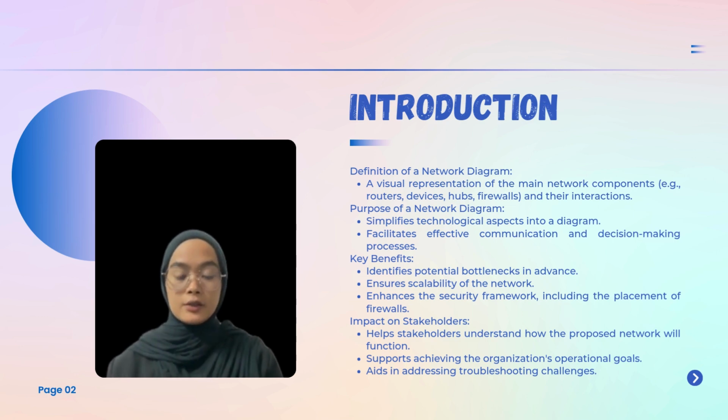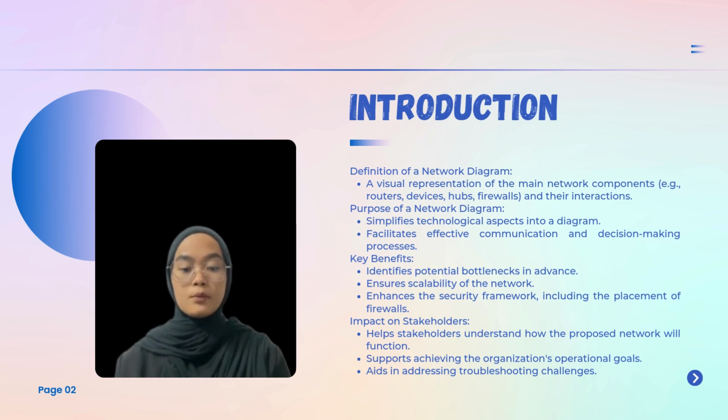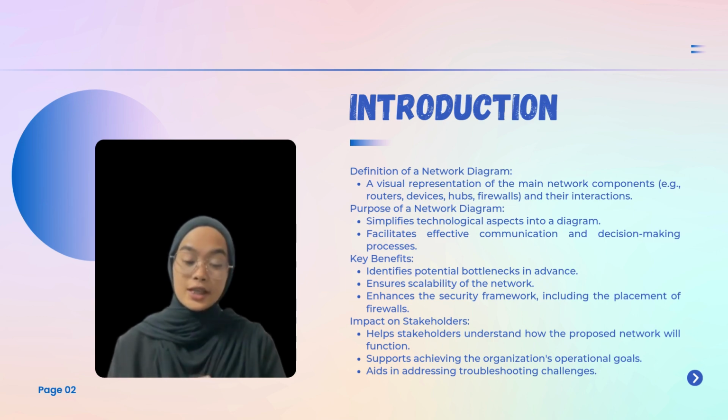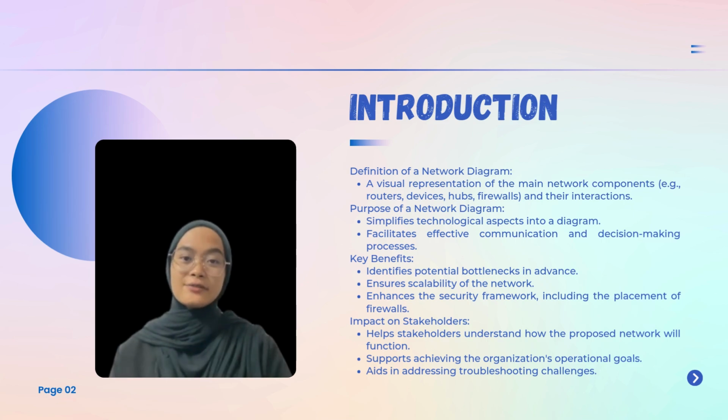communicating clearly. There are some benefits from a network diagram, which are to spot potential issues early, ensure the network can grow as needed, and also improve security by showing where to place the firewall. Next, for the stakeholder, it shows how the network will work, helps meet organization goals, and also makes troubleshooting easier.